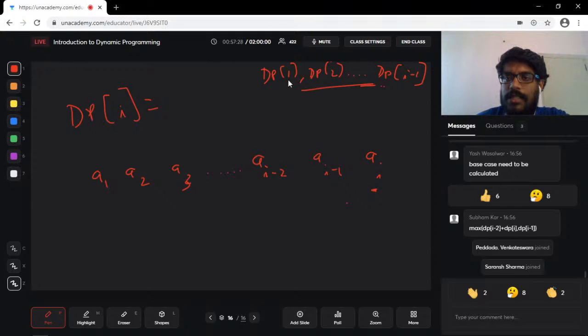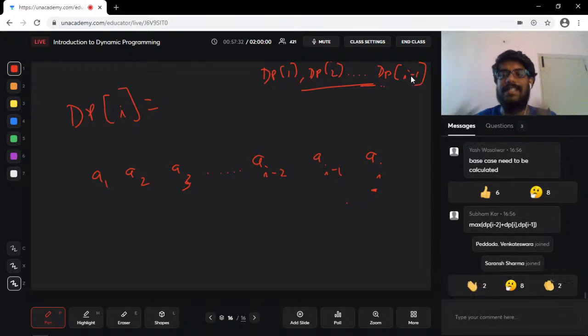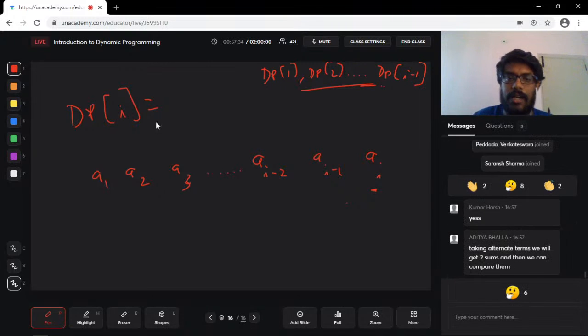I hope this makes sense. None of these values, so dp[i-1] is kind of the largest instance I've seen so far, and even that looks at only the first i-1 values. They don't look at ai, right? But then I have to look at ai as well.